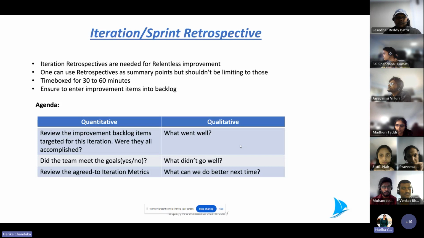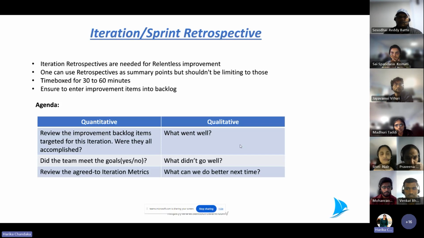So here again, I can say no clients will be involved. It's purely for the team and by the team. One can use the retrospective as summary points, but shouldn't be limiting to those. If we conclude something in the iteration retrospective, it doesn't mean that it's the final thing we need to improve. We again have something from management, something from clients as feedback every time throughout the sprint. That's why we call this agile.